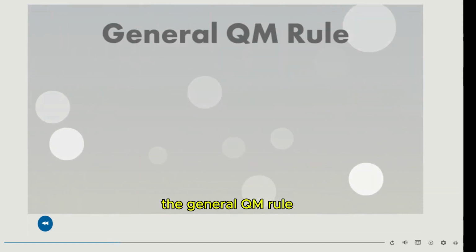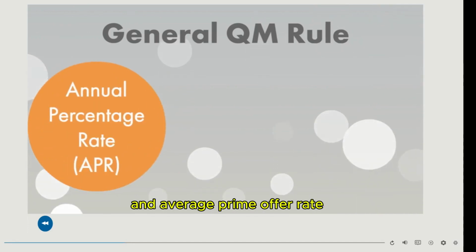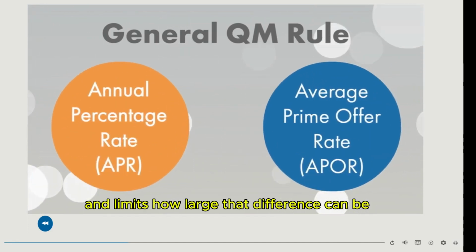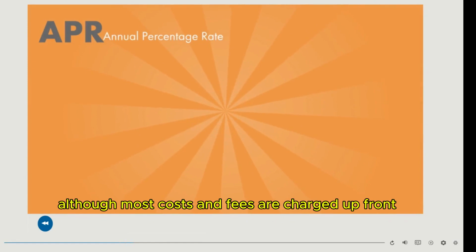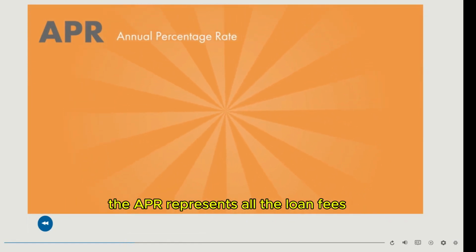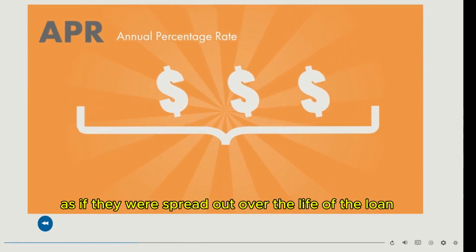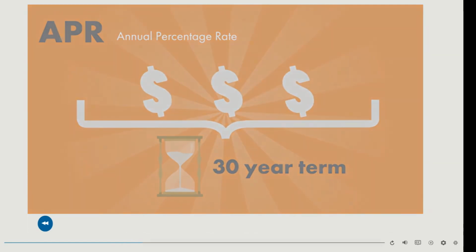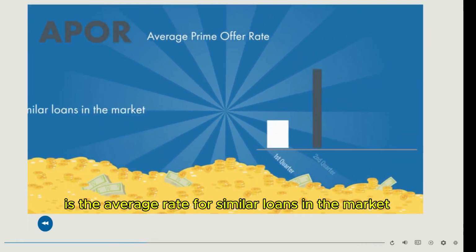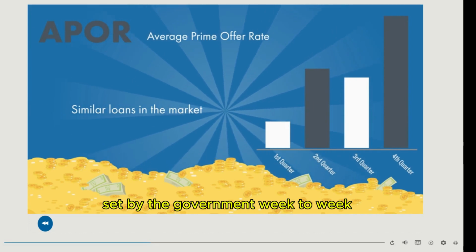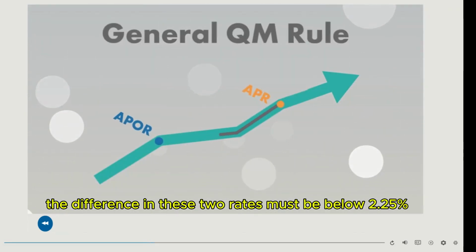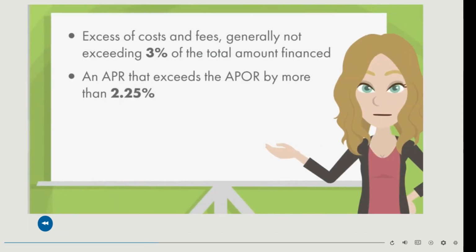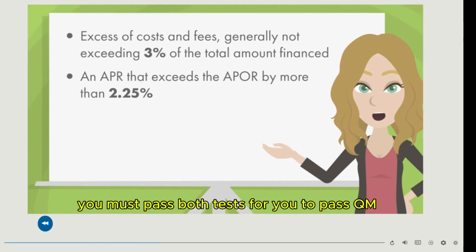The general QM rule measures the difference between the annual percentage rate and the average prime offer rate and limits how large that difference can be. Although most costs and fees are charged up front, the APR represents all the loan fees as if they were spread out over the life of the loan. The APOR is the average rate for similar loans in the market, set by the government week to week. The difference in these two rates must be below 2.25%. You must pass both tests for you to pass QM.